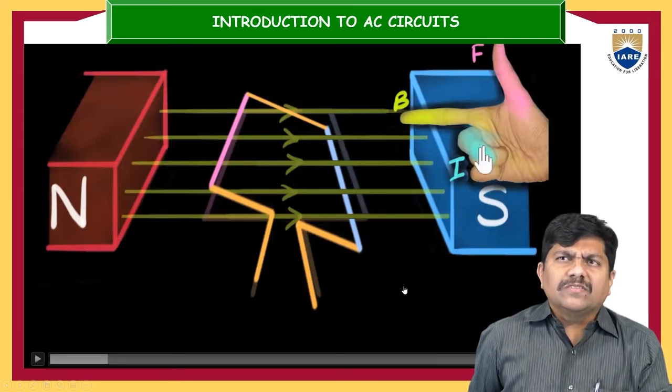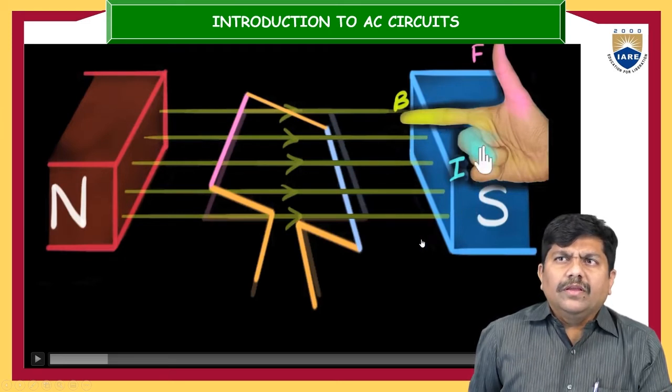Now this Fleming's right hand rule is also called the generator rule. With the help of this generator rule, we are going to identify the direction of the current that will be induced in the conducting system, or electrical conducting system. The direction of the current will be identified with the help of Fleming's right hand rule.